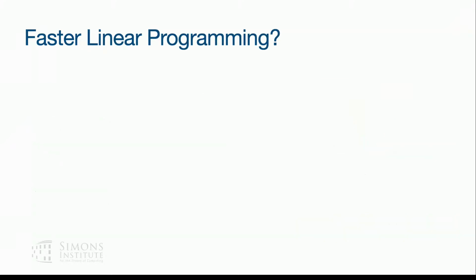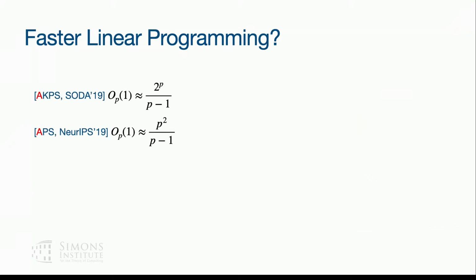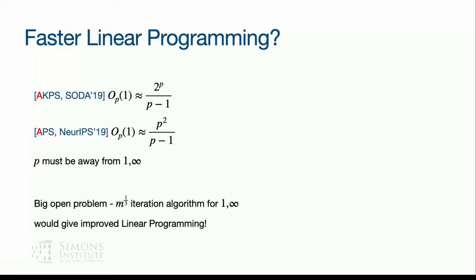Okay, so you may ask, does this imply faster linear programming? Because p equals 1 and infinity correspond to linear programming. And the answer is no, because we have these factors of p, linear, or p squared, in the runtime. We can actually improve this to a factor p. So p must be away from 1 and infinity, and it's still a big open problem if you can do an m to the 1/3 iteration algorithm for 1 and infinity, in the high accuracy regime.